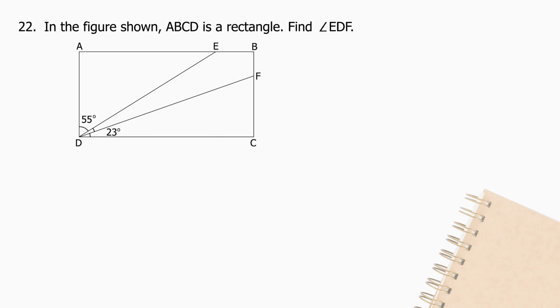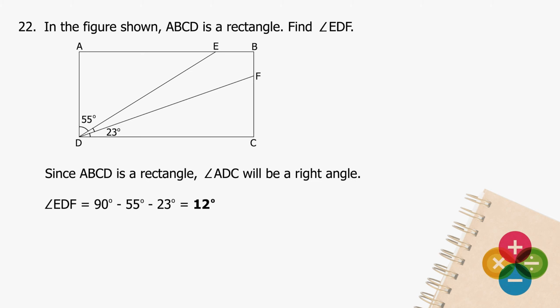Question 22. In the figure shown, ABCD is a rectangle. Find angle EDF. ABCD is a rectangle, so angle ADC will be a right angle. Angle EDF will be 90 degrees minus 55 degrees minus 23 degrees, which equals 12 degrees.